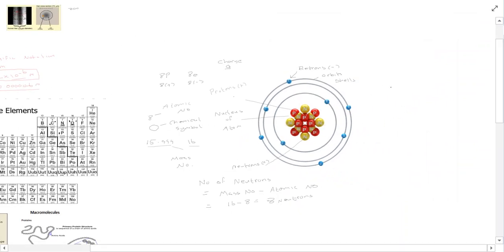So the subatomic particles are the protons, and neutrons, and electrons.